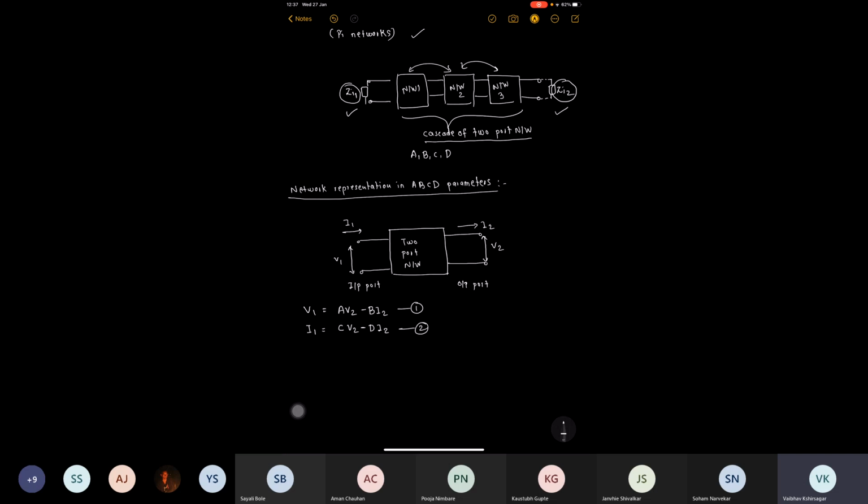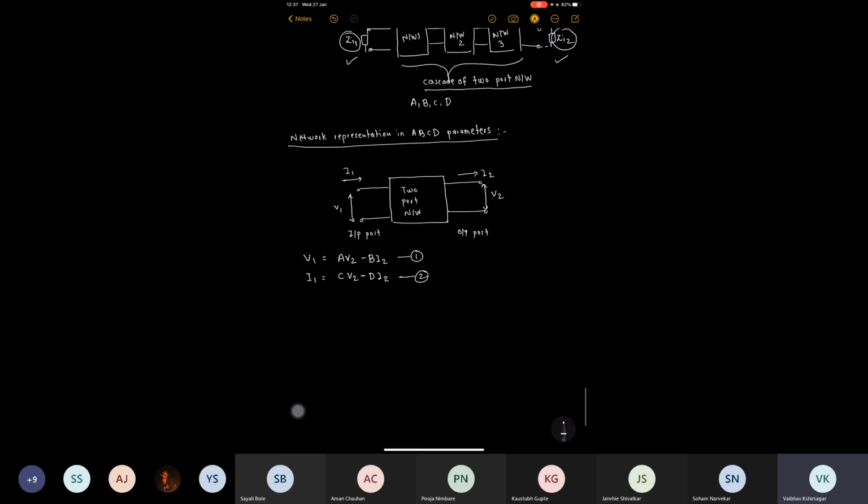In terms of matrix representation, V1 and I1 can be written as the ABCD parameters A, B, C and D multiplying the output variables V2 and minus I2. So this is the input variables, this is the output variables V2 and I2, and this is how voltages and currents are represented using ABCD parameters.